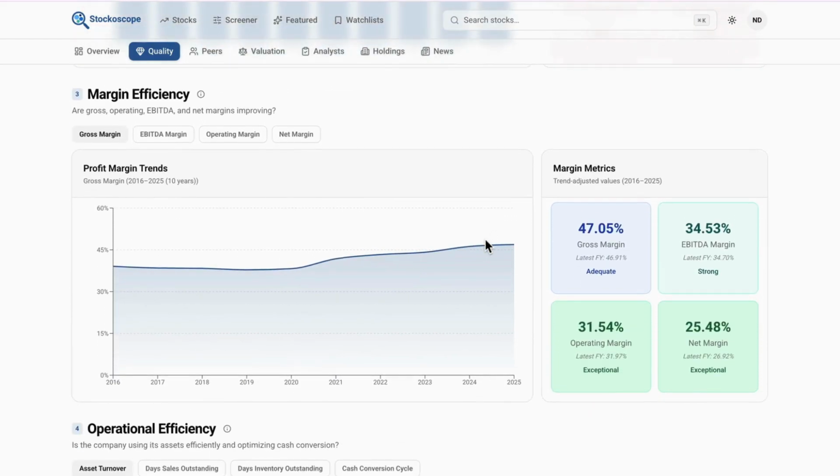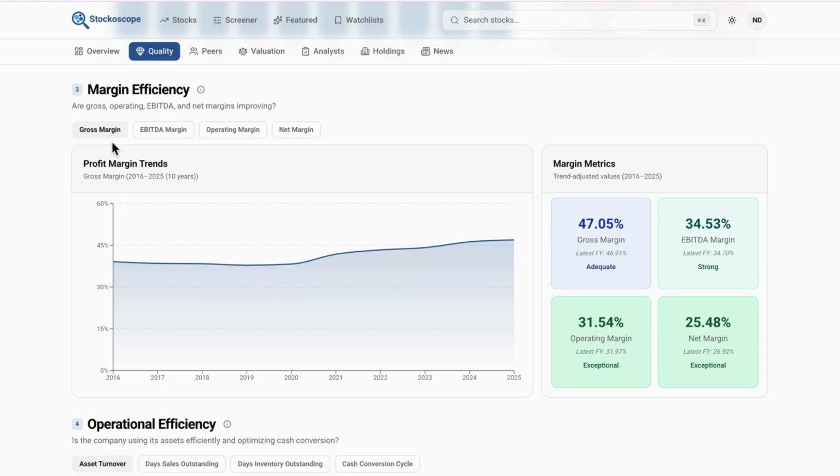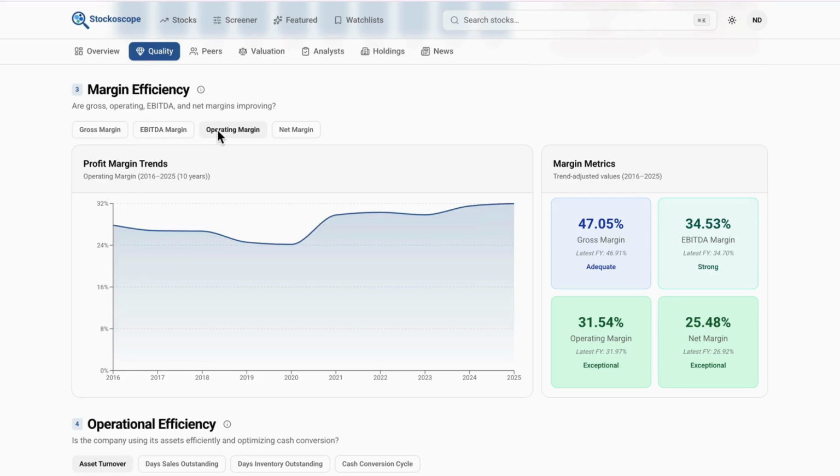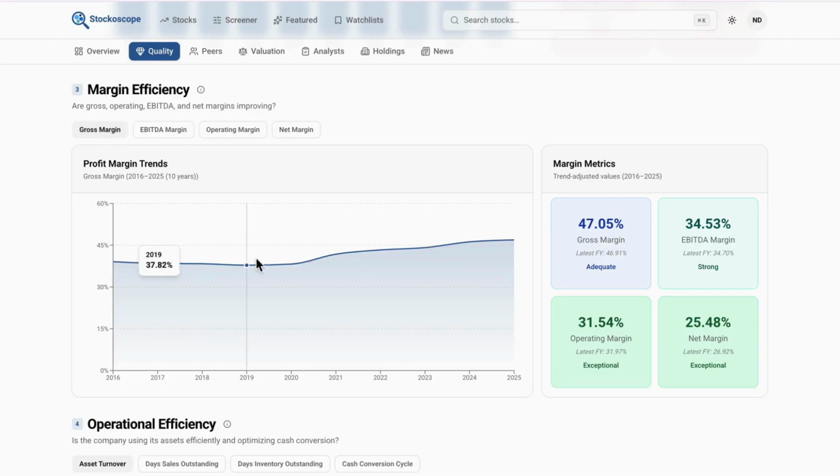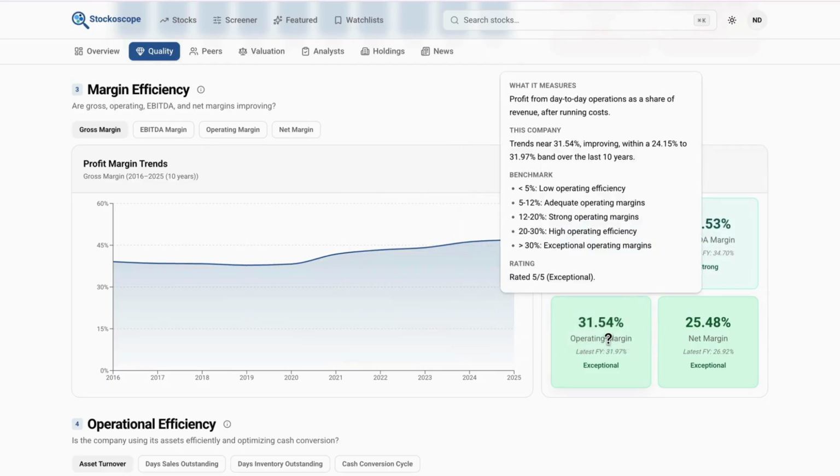Pillar 3 examines margin efficiency. Here we look at gross margin, EBITDA margin, operating margin, and net margin. Expanding margins over time indicate pricing power, cost discipline, and operational leverage. The chart shows the trend, and the metric cards highlight key values at a glance.